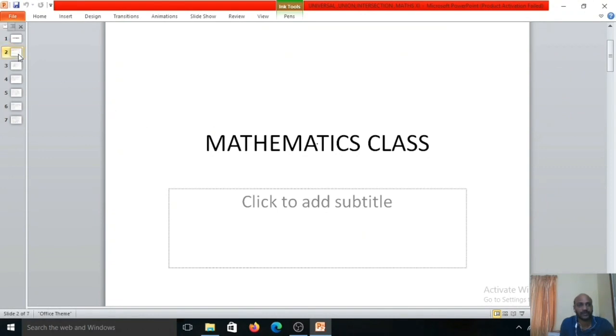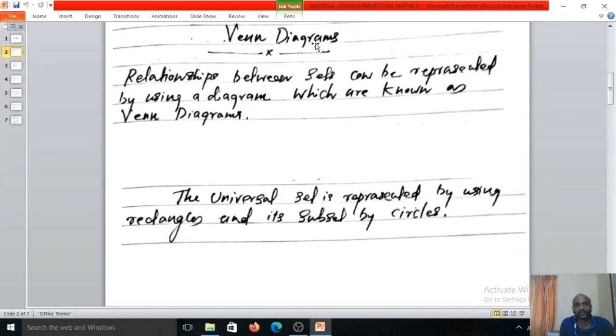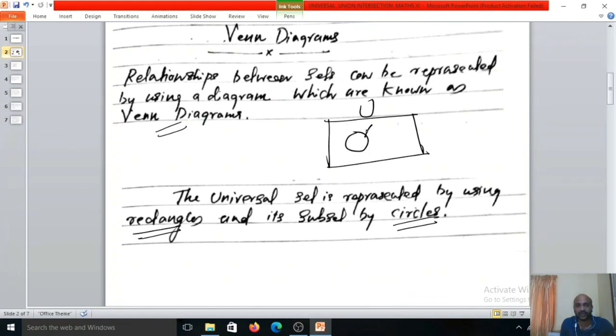Today we are going to study a new topic that is called Venn diagram. Its definition is like this: relationship between sets can be represented by using a diagram which is known as Venn diagram. The universal set is represented by using rectangles and its subset by using circles. So we are using rectangle for representing universal set, and circle for representing subset, like this.